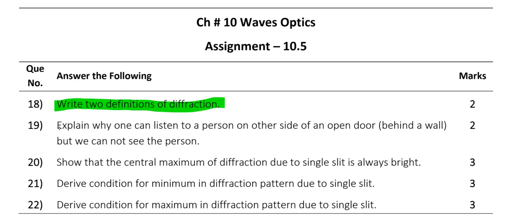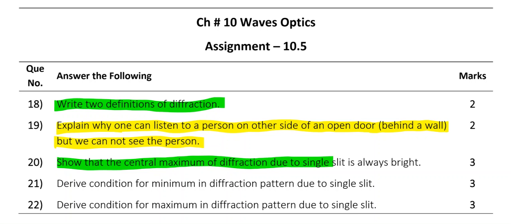In the next part we'll understand why we can listen to a person on the other side of an open door who is standing behind a wall, but we cannot see that person. Why does that happen? And lastly, in this video, we'll see that the central maximum of the diffraction pattern due to a single slit is always bright. The next two questions we will address in the next video. So let us start with understanding what diffraction is.